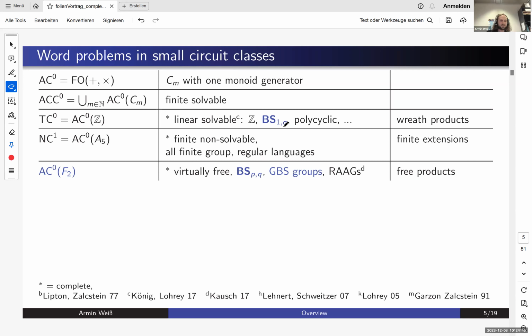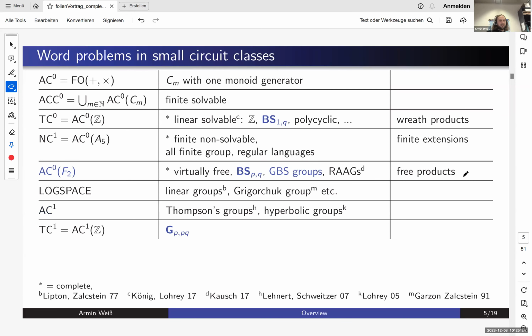For AC0 with oracle gates for the free group, we don't have a nice genuine circuit description, so we just have AC0 with oracle gates. But in this class, we can do really a lot already. We can do all virtually free groups. We can do all the Baumslag-Solitar groups and GBS groups. We can do all the right-angled Artin groups, so also their subgroups. And since it's closed under finite extensions, all these virtually special groups. The class is closed under free products, or more generally, even graph products.